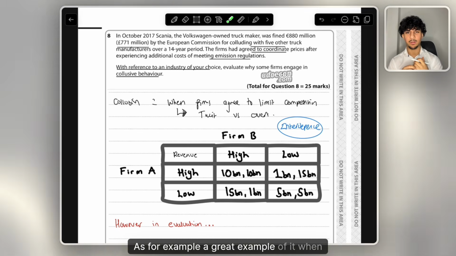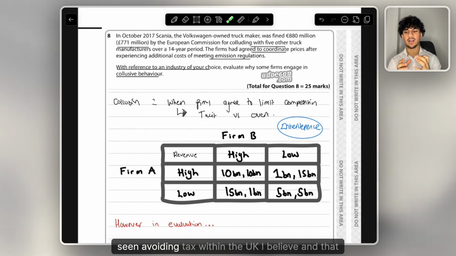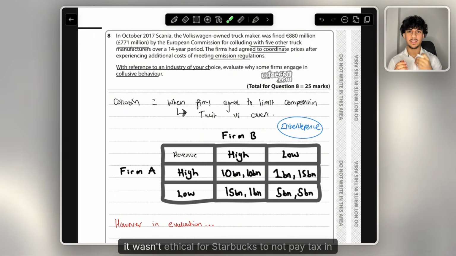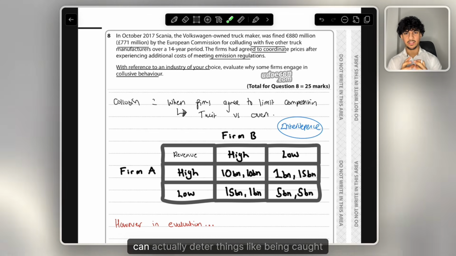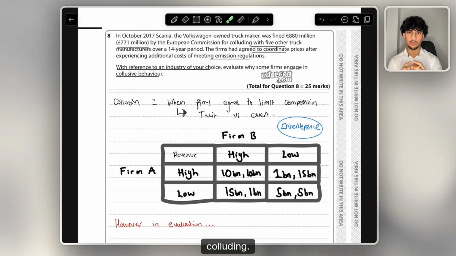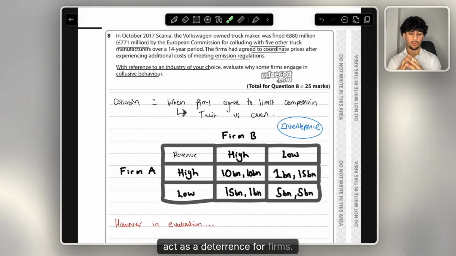A great example of it is Starbucks. It's a bit different, but Starbucks were seen avoiding tax within the UK, I believe, and we saw a massive decrease in the quantity demanded from Starbucks as consumers felt it wasn't ethical for Starbucks to not pay tax in the country they're operating in. Therefore, things like CMA fines, things like being caught colluding, can definitely act as a deterrence for firms.